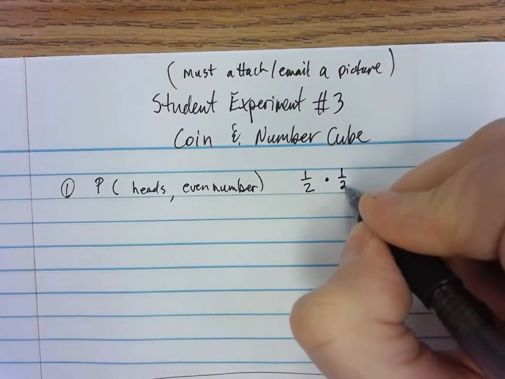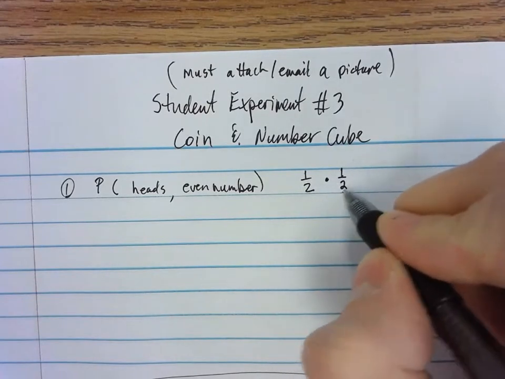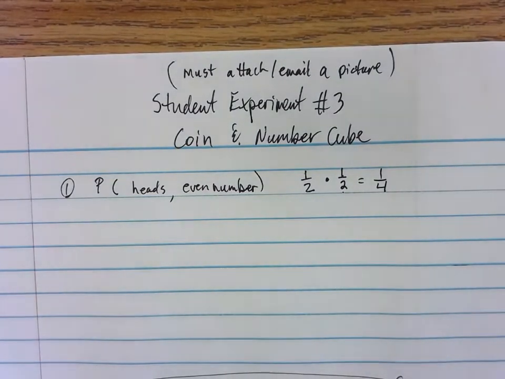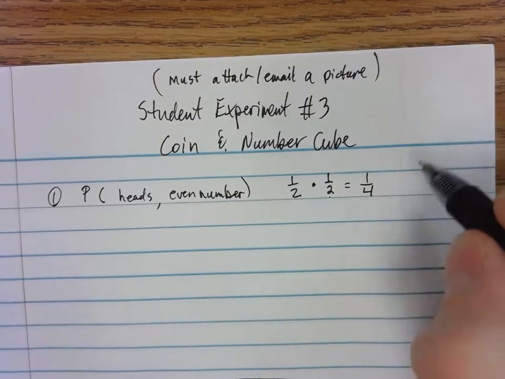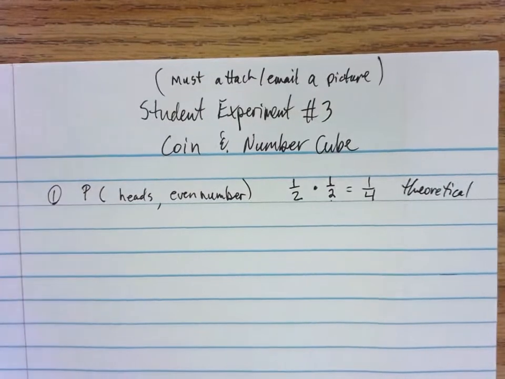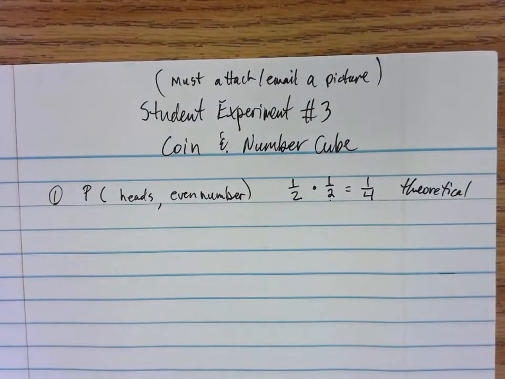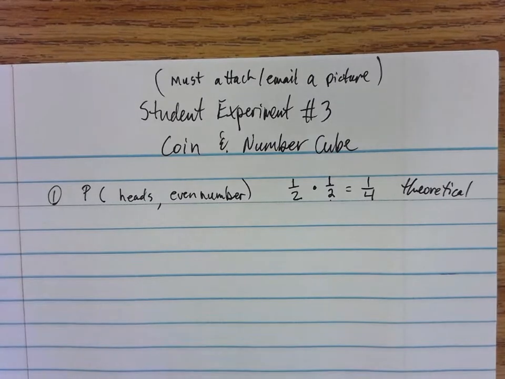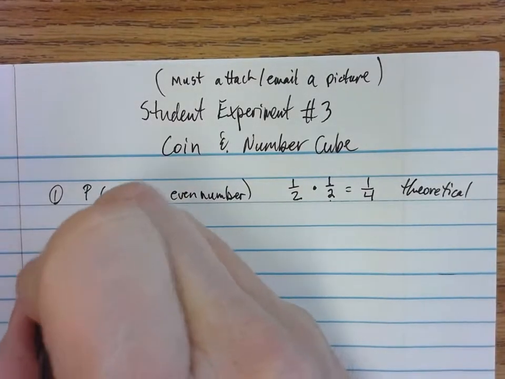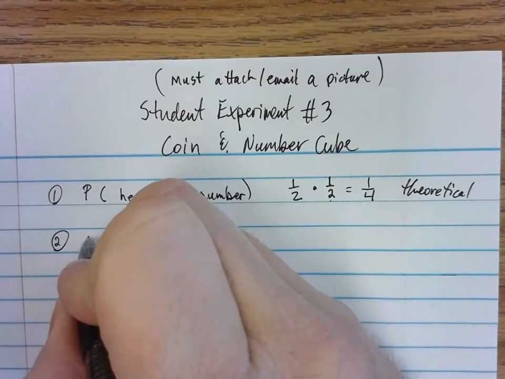And then you just multiply your two probabilities together. Half times a half means there is a theoretical probability that if we do this 4 times, we're going to get heads and an even number once. So just remember that that is called theoretical probability. This is the theory. Now, what you're going to do today, you're actually going to do the experiment. I'll do a couple of the trials here in a second, but you, my friend, are going to do an experiment.